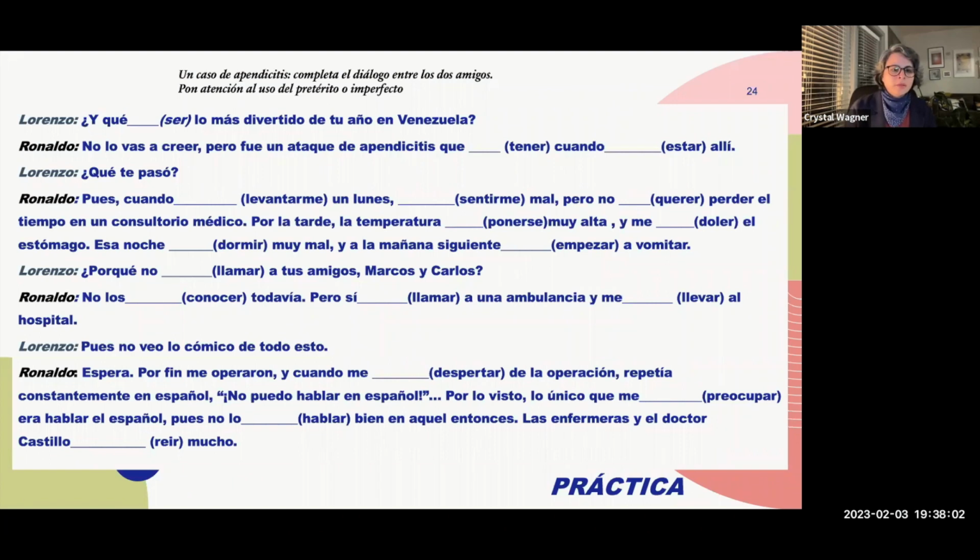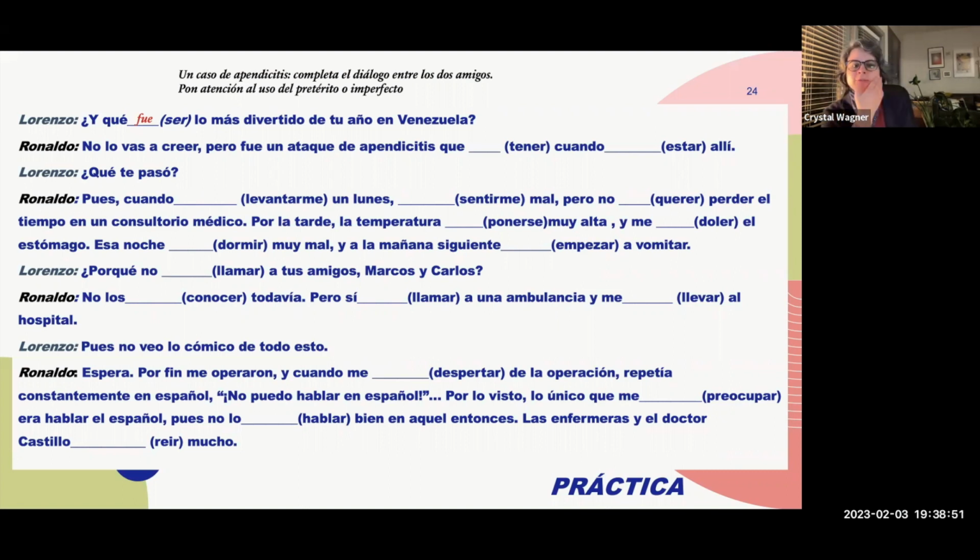Ok. Lorenzo y Ronaldo, dos amigos, están hablando, are talking, del viaje de Rolando a Venezuela. So, Lorenzo's asking Rolando, ¿qué fue lo más divertido de tu año en Venezuela? Remember, ser in the preterite is irregular. So we have a conversation about appendicitis, right? Completa el diálogo entre los dos amigos. Pon atención al uso del pretérito o imperfecto. So both of these. Ronaldo, no lo vas a creer. You won't believe it. Pero fue un ataque de apendicitis.